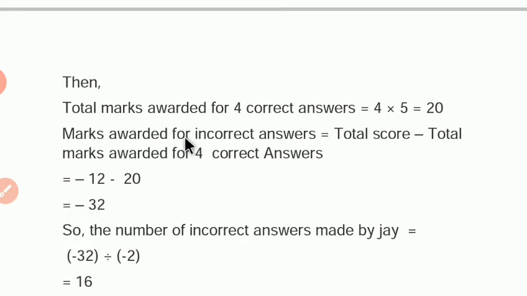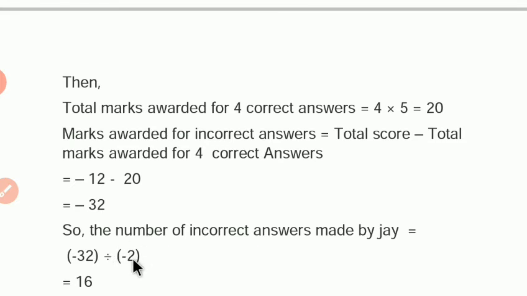It means the marks awarded for his incorrect answers are minus 32. Now we have to find for how many incorrect answers he got minus 32 marks. So how can you find it? We have to divide. The number of incorrect answers made by J will be marks awarded for incorrect answers divided by marks awarded for one incorrect answer.